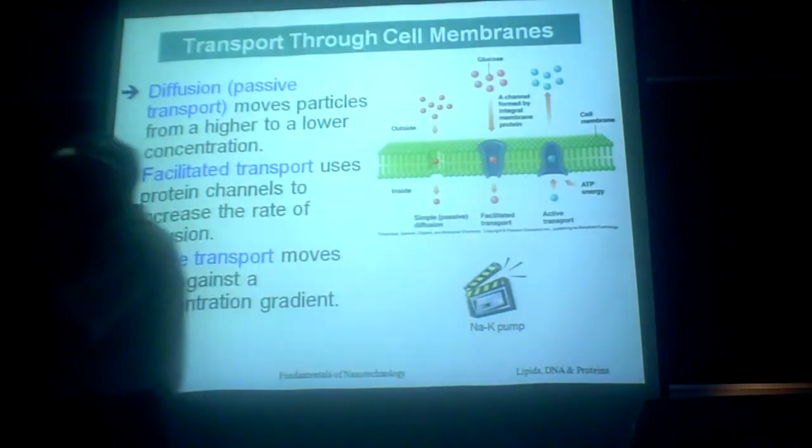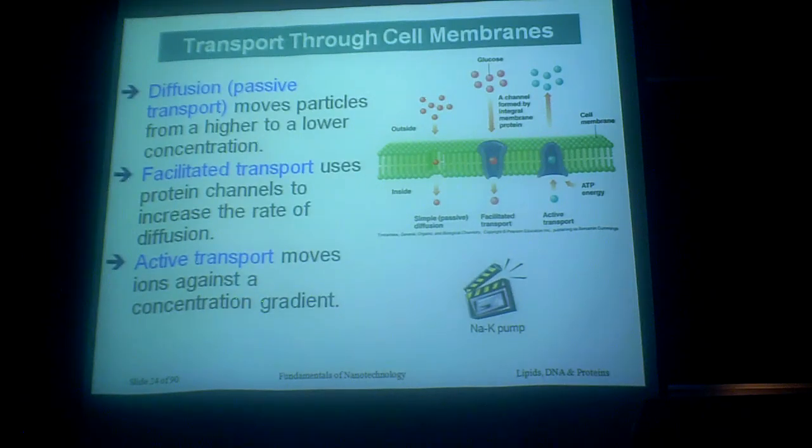Okay, and the other important thing with regard to the cell is transport. You can see here there is diffusion. That is very standard transport, where you go from a high concentration to a low concentration. Then there's facilitated transport that uses what we call protein channels. The protein is a very important molecule that moves things from outside of the cell membrane to inside, and the reverse happens. So these are very important facilitated transports. And then there's active transport.